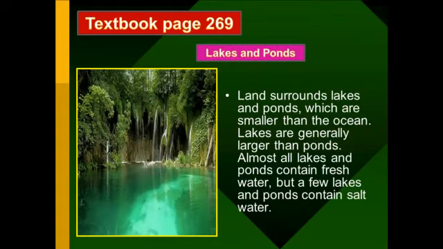And now, we have here lakes and ponds. Land surrounds lakes and ponds, which are smaller than the ocean. Lakes are generally larger than ponds. Almost all lakes and ponds contain fresh water, but a few lakes and ponds contain salt water.